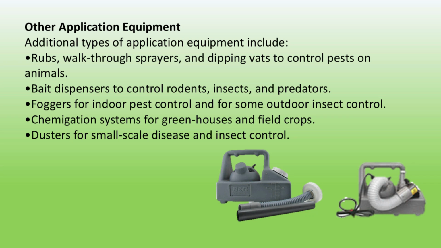Additional types of application equipment include rubs, walk-through sprayers, and dipping vats to control pests on animals, bait dispensers to control rodents, insects, and predators, foggers for indoor pest control and some outdoor insect control, chemigation systems for greenhouses and field crops, and dusters for small-scale disease and insect control.